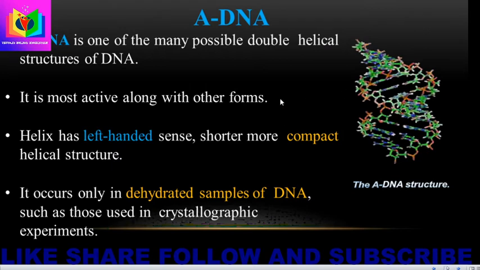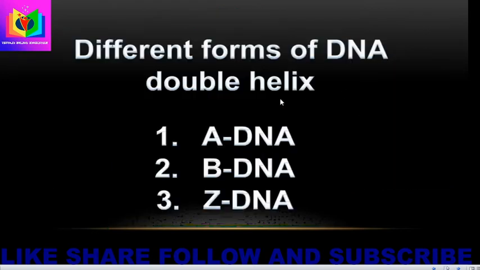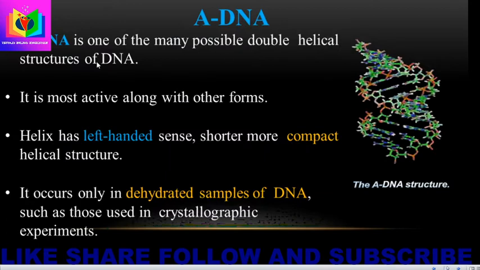First one is aDNA. We have three different forms of DNA: aDNA, bDNA and zDNA. aDNA is one of the many possible double helical structures of DNA. This is a left-handed sense DNA. It is a short, compact helical structure.